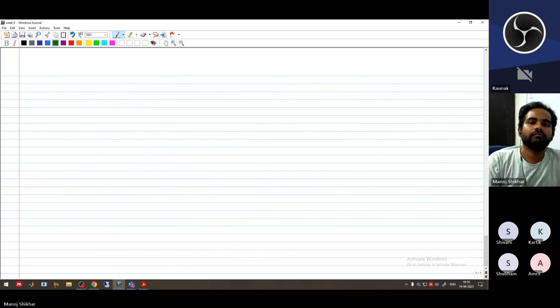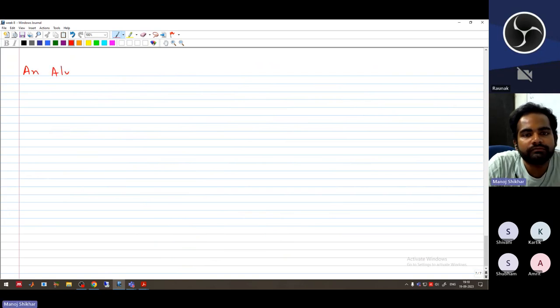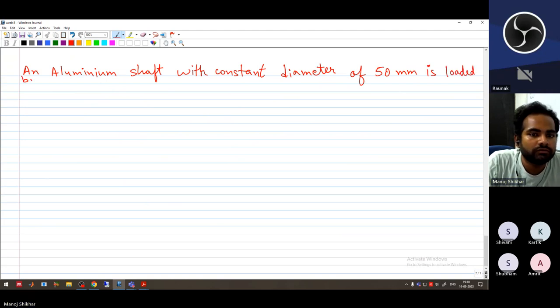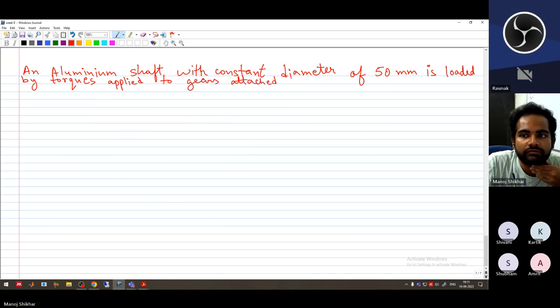So the question is, an aluminium shaft with constant diameter of 50 mm, sorry, 50 mm, not 25. 50 mm is loaded by torques applied to gears attached to it as shown in the figure.